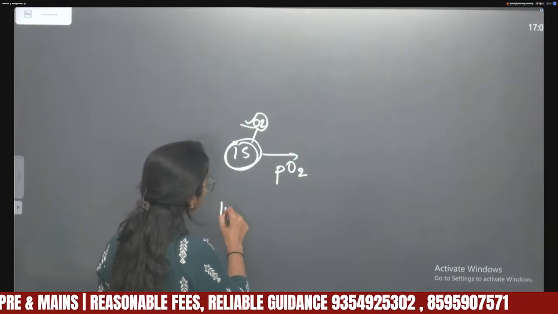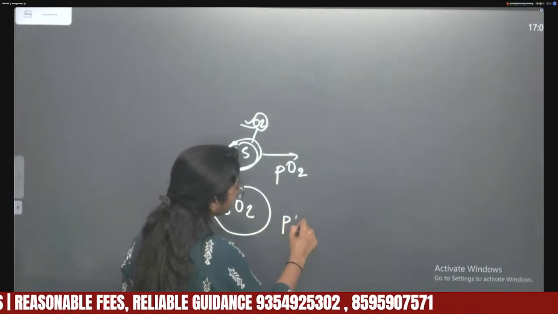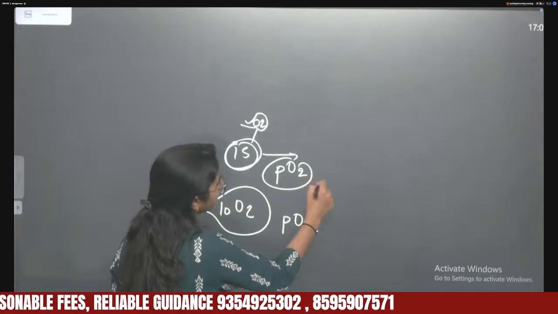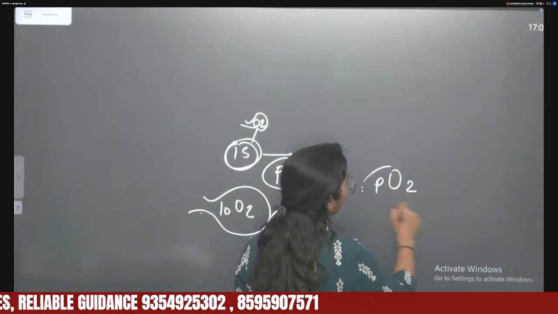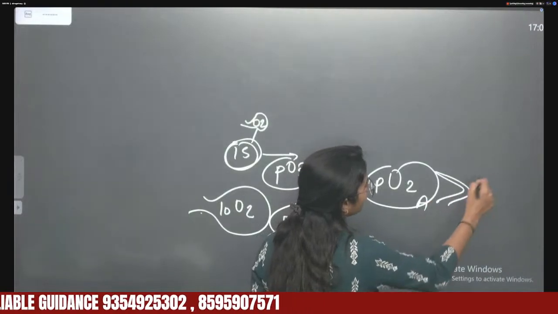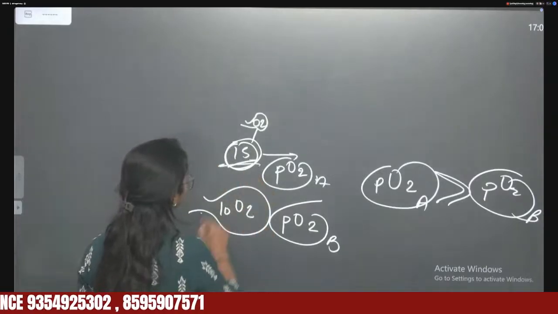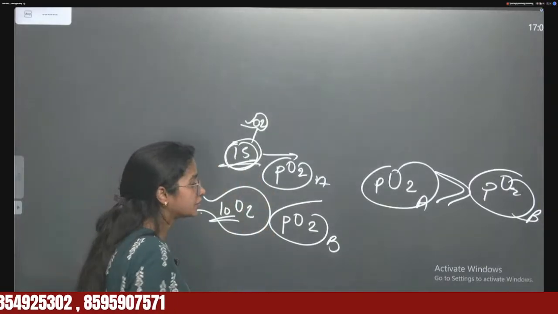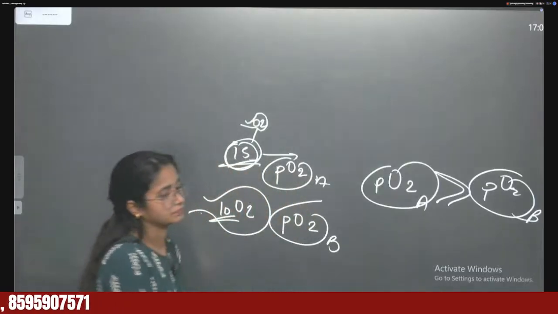Okay? If there are 10 oxygen molecules in one of those alveoli, then the PO2 will be lesser. So here suppose you write A, here write B. So PO2 of A is much higher than PO2 of B because of its higher pressure, higher concentration of the oxygen molecules. Sorry. Got it? Yes ma'am.